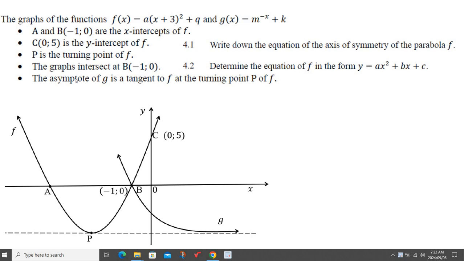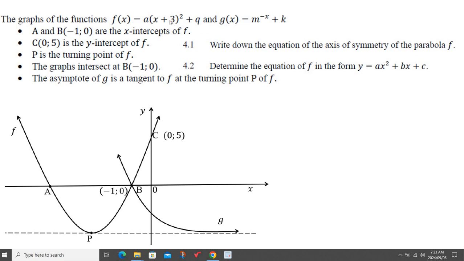They tell us that the asymptote of g is tangent to this turning point. So that means this line right here, y equals whatever this y-intercept is, that's the asymptote of this exponential equation, g. Well, first, write down the equation of the axis of symmetry of the parabola.